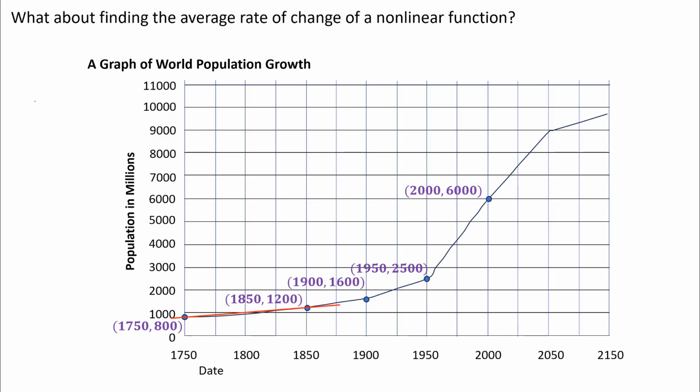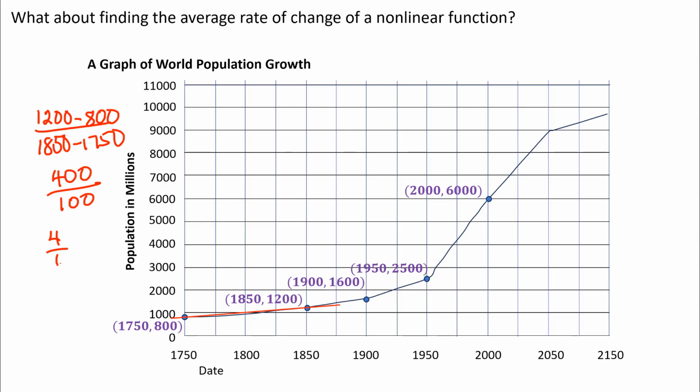So to find the slope of that line, you would just take the difference in the y's, so 1200 minus 800, over the difference in the x's, 1850 minus 1750. And so that's 400 over 100, which is 4 over 1. That's the slope of that line right there. And that would tell you, okay, from 1750 to 1850, the rate of change of the world population was about 4 million people per year being added to the population.